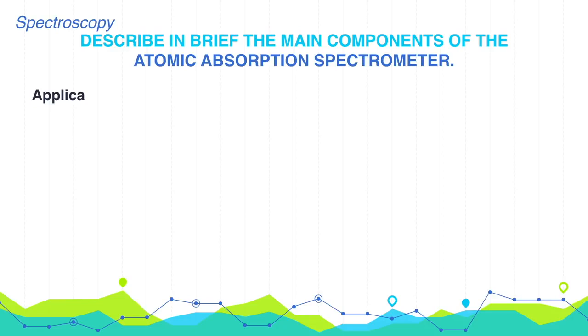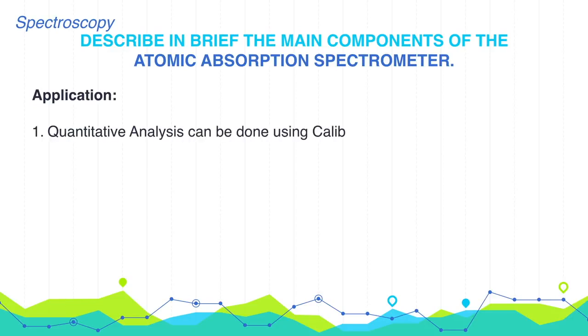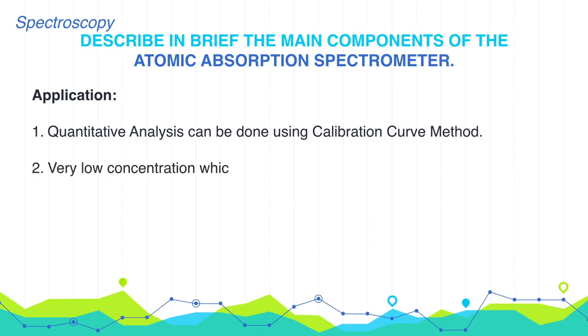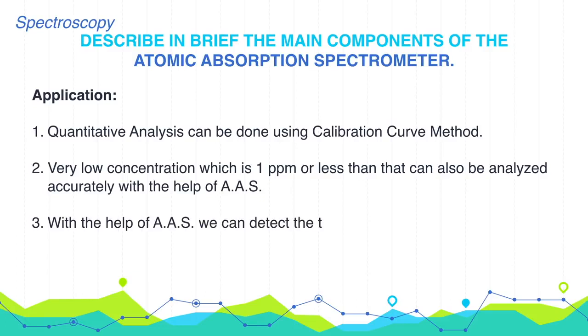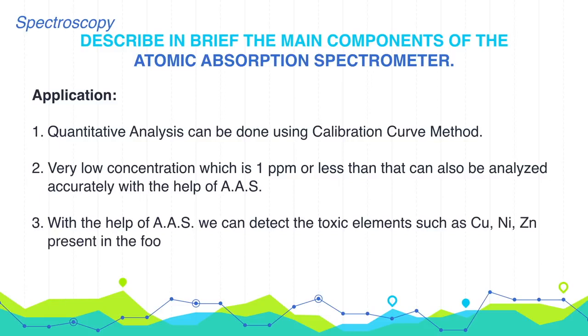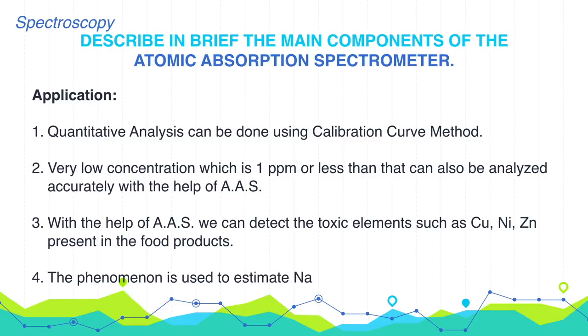So what are the applications? First, quantitative analysis can be done using calibration curve method. Second, very low concentration, which is around 1 ppm or less, can also be analyzed accurately with the help of AAS. With the help of atomic absorption spectrometer, we can detect the toxic elements such as copper, nickel, zinc present in the food products. The phenomenon is used to estimate sodium and potassium present in the blood serum.